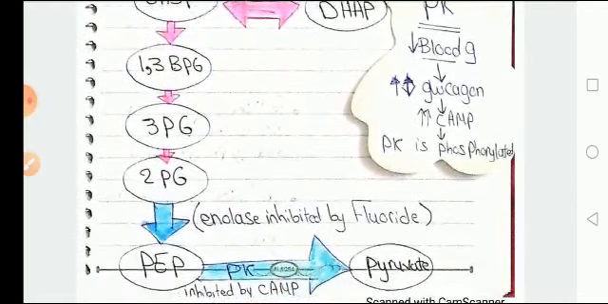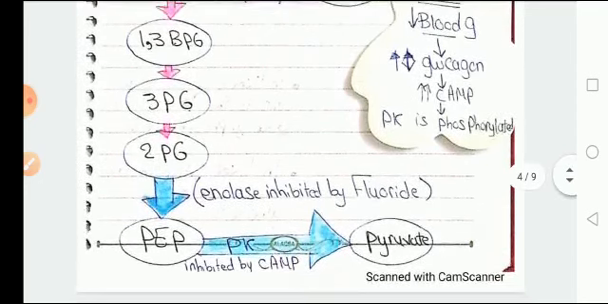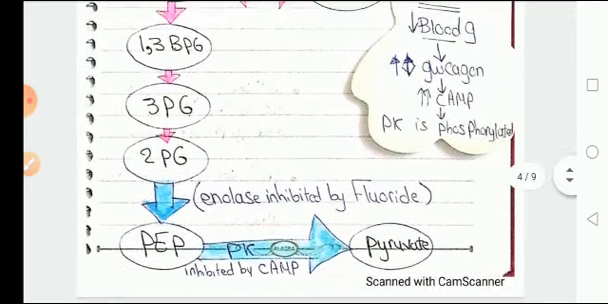I know 2-phosphoglycerate conversion to PEP is reversible. However, it is regulated since enolase is inhibited by fluoride. Finally, PEP conversion to pyruvate is inhibited by cyclic AMP.